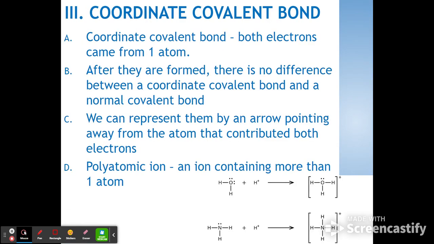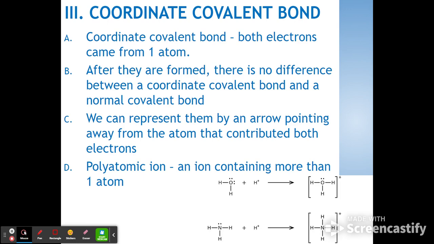Coordinate covalent bonds. Both electrons came from one atom. After they're formed, there's no difference between a coordinate covalent bond and a normal covalent bond. You cannot tell which one in the compound had the coordinate covalent bond. It's just an accounting thing. We can represent them by an arrow pointing away from the atom that contributed both electrons. Normally, because there's literally no difference between them, we don't worry about that.